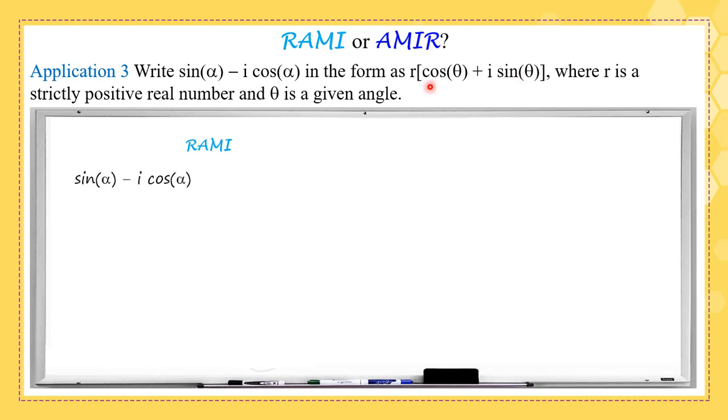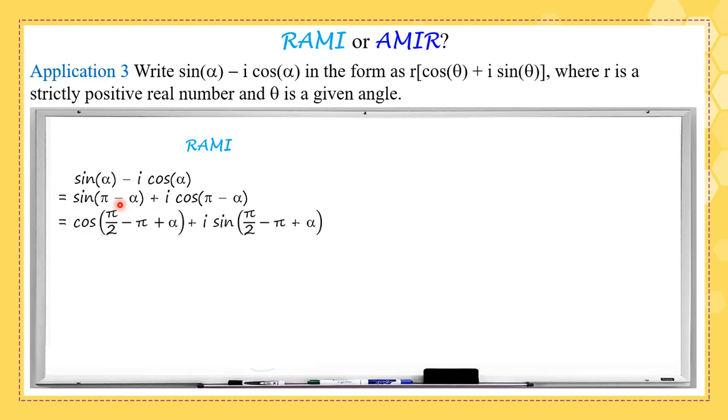Rami wrote sine alpha minus I cosine alpha, and then he used the trigonometric circle after he noticed that the sine is positive and the cosine is negative. So he went on to the second quadrant, and then he translated the sine into a cosine and the cosine into a sine by using pi over 2 minus theta, and this is theta, and this was his final answer.